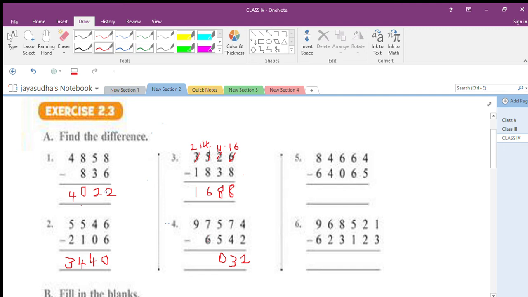Here 7, here 6. 7 minus 6, what? Tell me, 7 minus 6? 1. So your answer is 1. Here 9, there is no number in the down, so you write the 9 as it is in your answer column. Are you okay? 91,032. This is your answer for this sum, children. Now move on to the next sum.